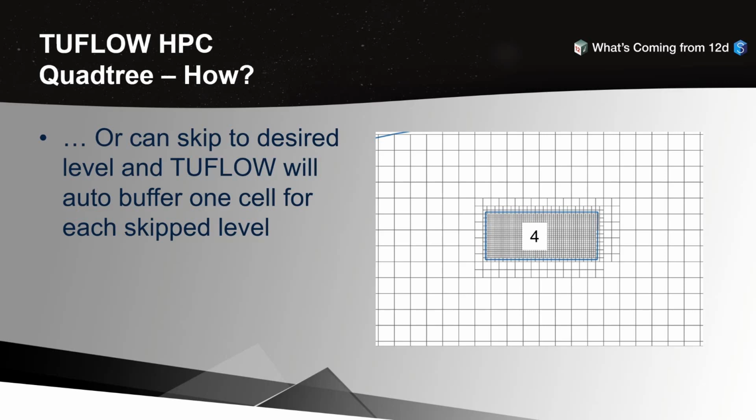The development team have done an amazing job with the implementation of Quadtree in that it will automatically assign all of your boundary conditions, all of your 1D, 2D connections appropriately in each of the various domains or nest levels without you needing to do anything at all. So you can really just focus on where do I want fine resolution and how fine do I want it to be.